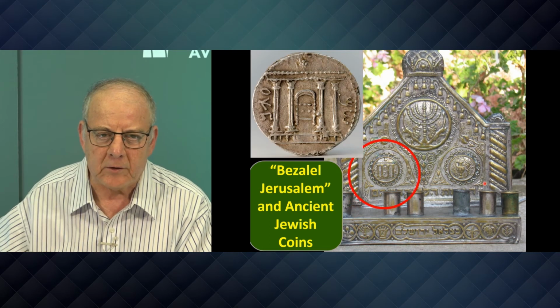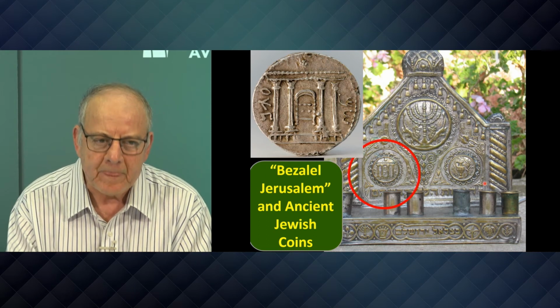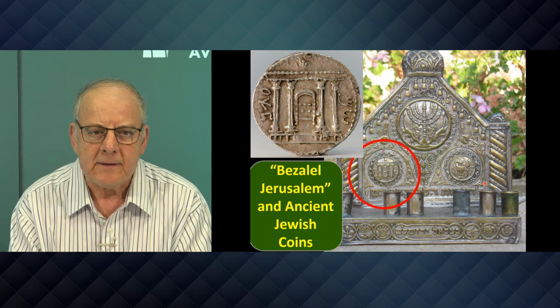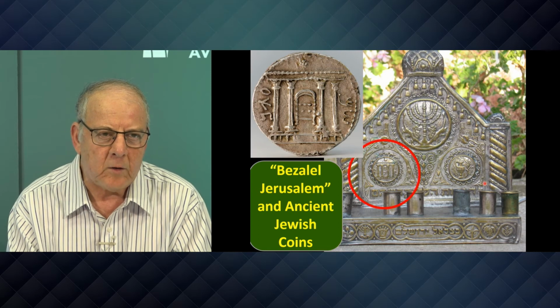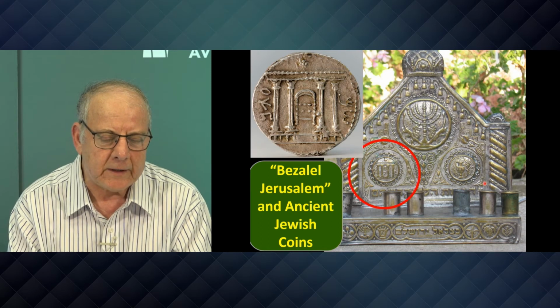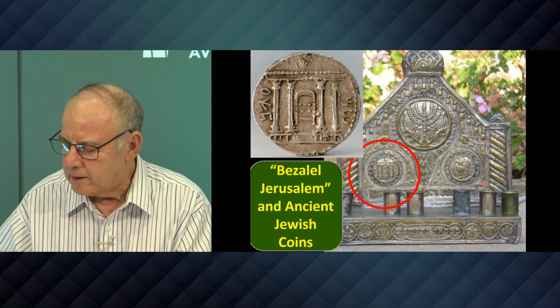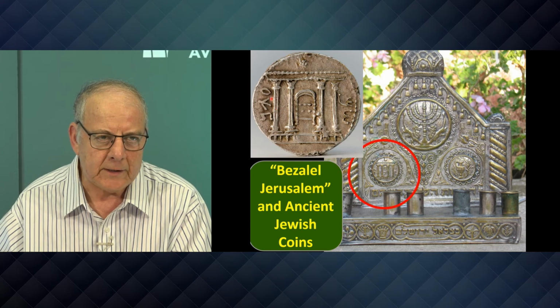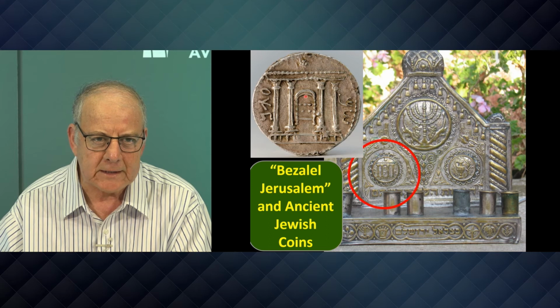So the coin here on the left is the coin of Bar Kochva. The coin of Bar Kochva, and of course it's not by accident that Boris Schatz and his students select that, because Bar Kochva was the leader of the revolt against the Romans. And on his coin, moreover, we see the facade of the temple with the Holy of Holies inside.